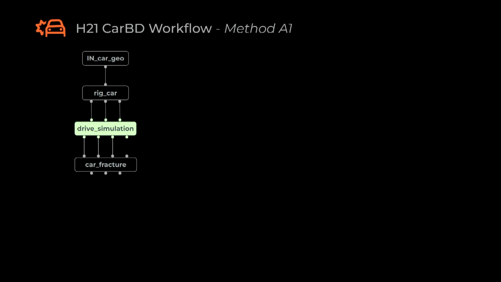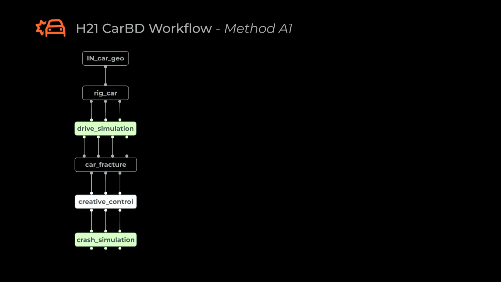You have an input car geometry, you rig it up using your car rig, you drive it. So basically you would set up a drive simulation and drive the car. And then you can plug in a car fracture sub. Once you've simulated your drive and maybe cached your points to disk, you can fracture the car, and then you have some scope for creative control. You can add more constraints, edit your constraints, and then simulate a crash.